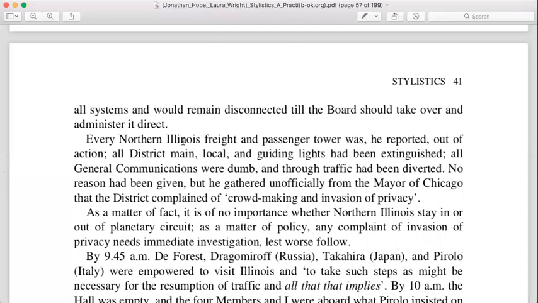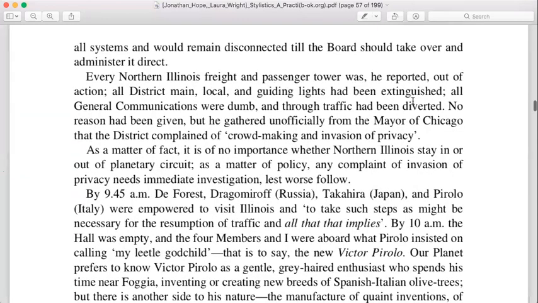Every Northern Illinois freight and passenger tower was, he reported, out of action. Past tense. All district main, local, and guiding light had been extinguished. All general communications were dumb, and through traffic had been diverted. No reason had been given, but he gathered unofficially from the mayor of Chicago that the district complained of crowd making and invasion of privacy.